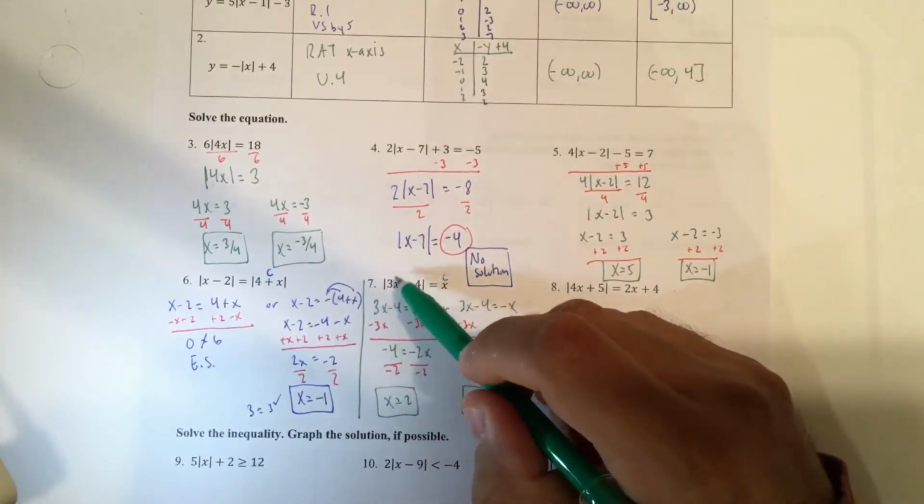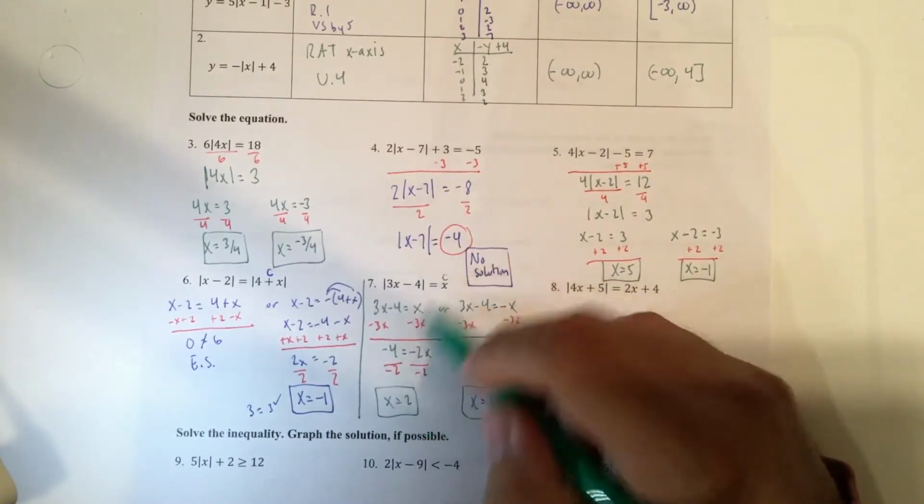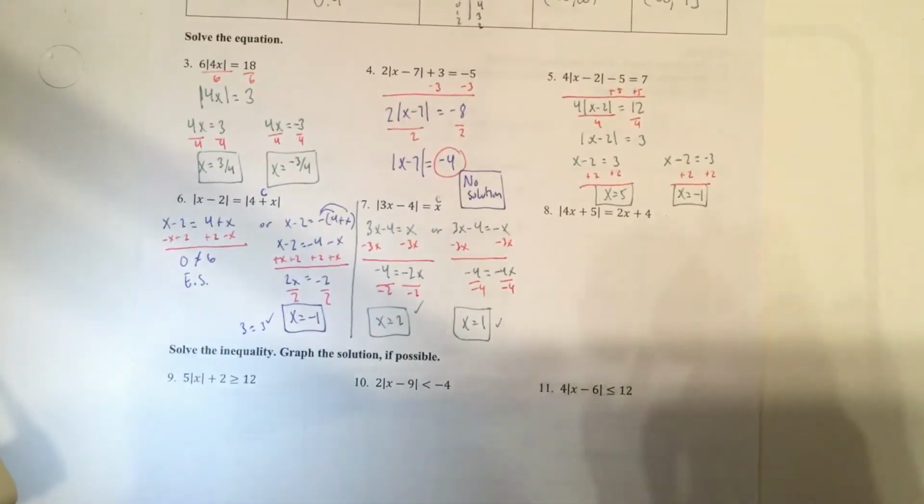Now 2. 3 times 2 is 6. 6 minus 4 is 2. The absolute value of 2 is 2. Let me plug this in here. So 2 does equal 2. And there we go. Let's go ahead and take a look at number 8 next.